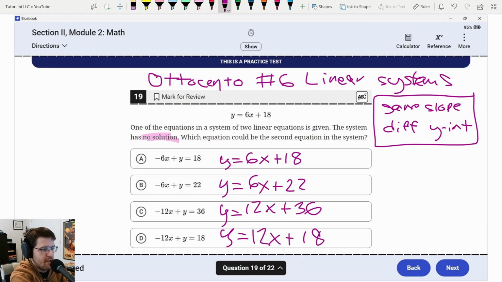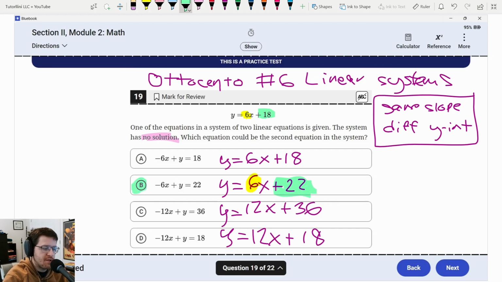Okay, so we're looking for the same slope. So 6 and then 6. I'm thinking it's B because we want also different y-intercepts. So 18 and 22 are different. They are not the same number. So we get choice B.